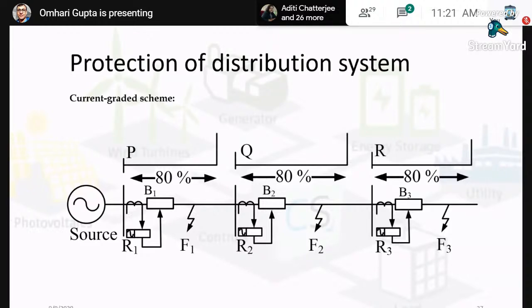So for almost the same current, this relay will respond. But what should happen is that if the fault is after this bus, this relay should not trip, and if it is before, this relay should trip. For that sake, we obtain these settings for 80% of the line. And obviously if the fault is beyond that, it will operate after some time. So that is your current graded scheme.